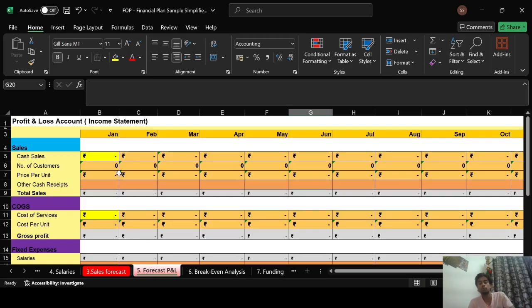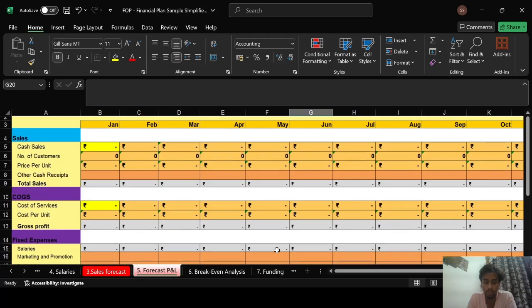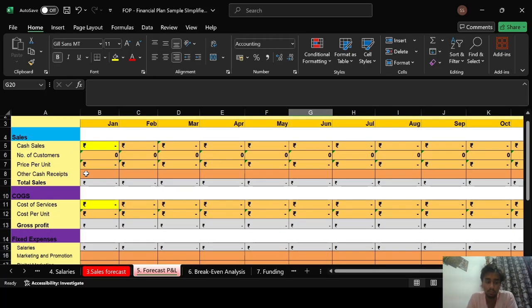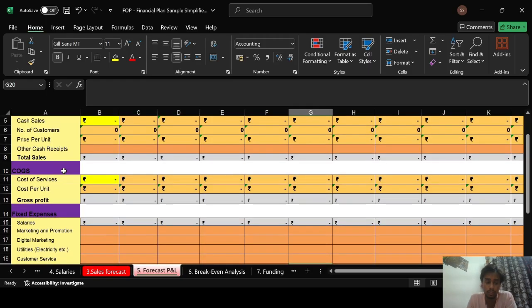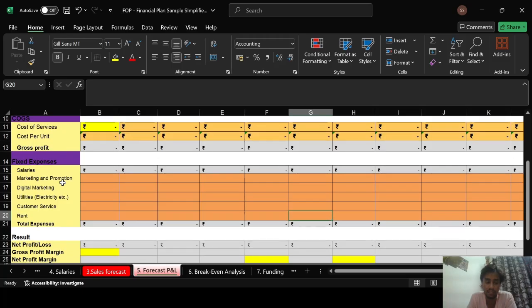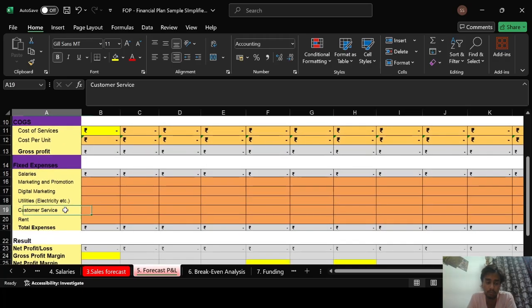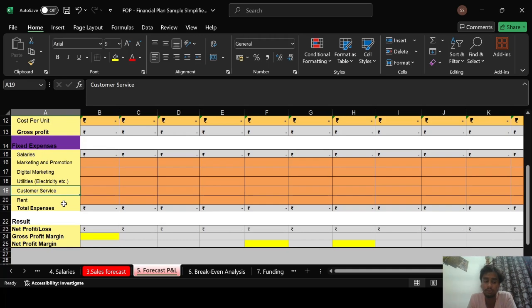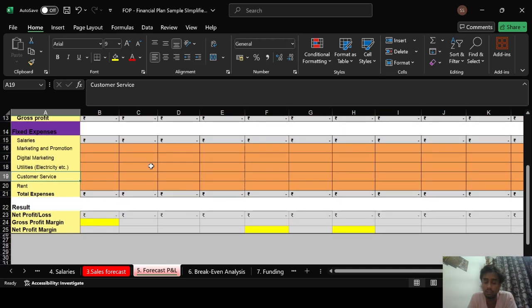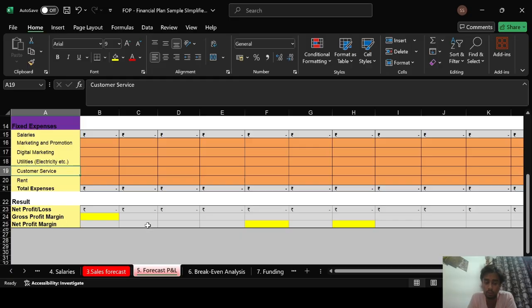So the next is the P&L forecast. With all the details that we filled earlier and more details we will fill, it will automatically calculate all these numbers for us: the cash sales, number of customers, price per unit, cash receipts, total sales, COGS, and fixed expenses, that is salaries, marketing and promotion, digital marketing, utilities, customer service, rent, total. After all this calculating, it will give us the results automatically, like the net P&L, the gross profit margin, and the net profit margin that's remaining with us.